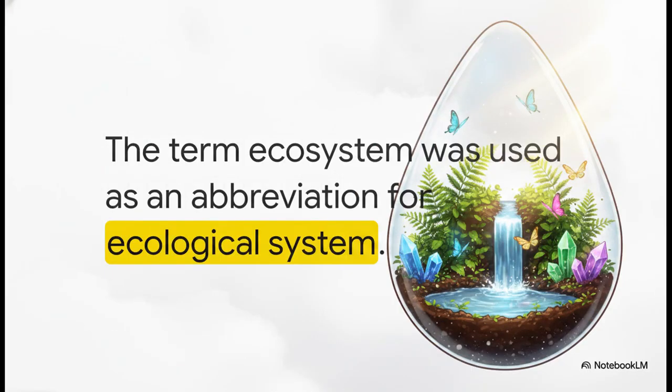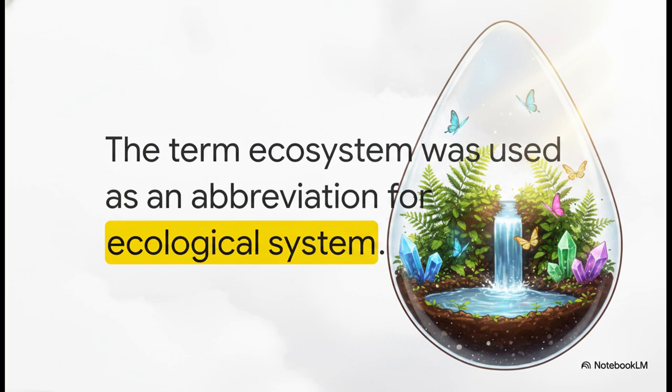Actually, let's pause right in the middle of that ladder on the word ecosystem, because it's a term we use all the time, right? We owe this word to Sir Arthur George Tansley, who coined it back in 1935. He used it as an abbreviation for ecological system to describe a unified whole.